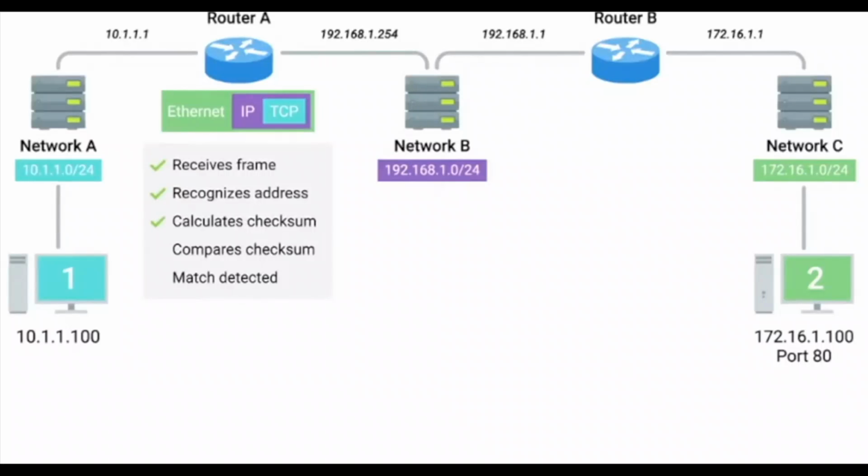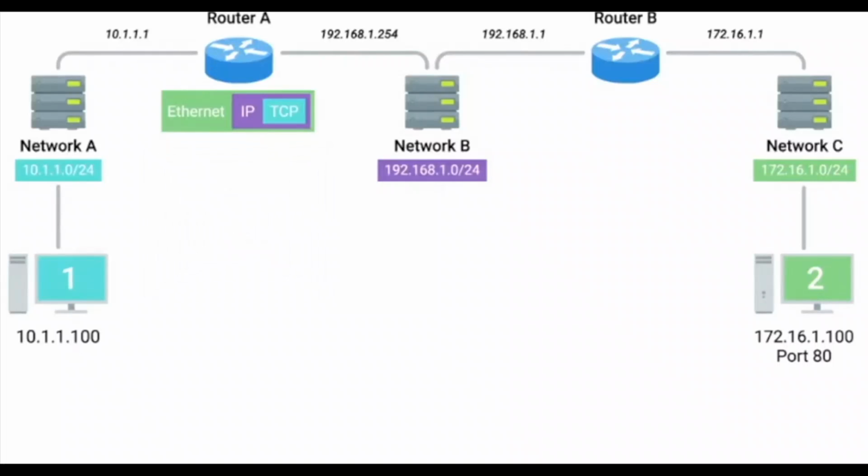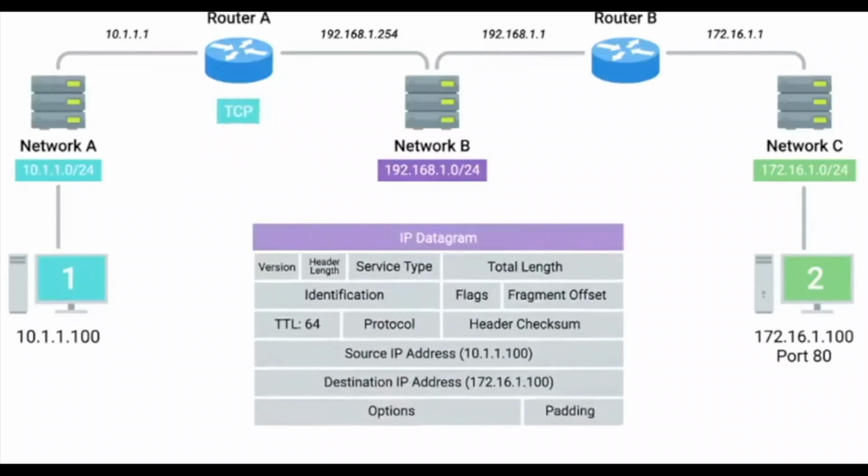the frame and calculates a checksum against it. Router A compares this checksum with the one in the Ethernet frame header and sees that they match, meaning all of the data has made it in one piece. Next, router A strips away the Ethernet frame, leaving it with just the IP datagram. Again, it performs a checksum calculation against the entire datagram, and again, it finds that it matches, meaning all the data is correct.